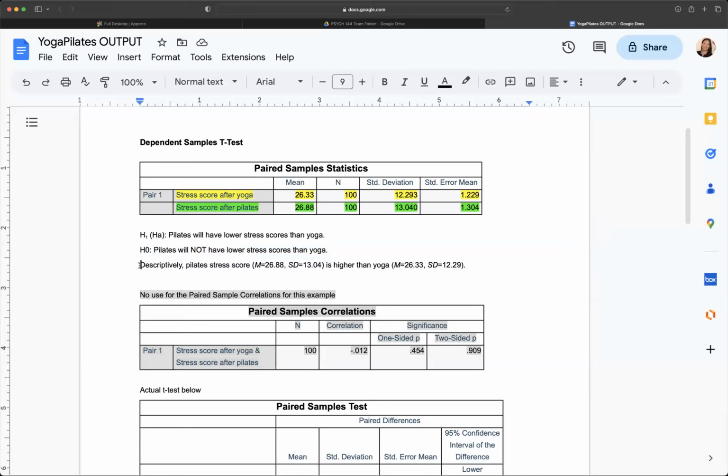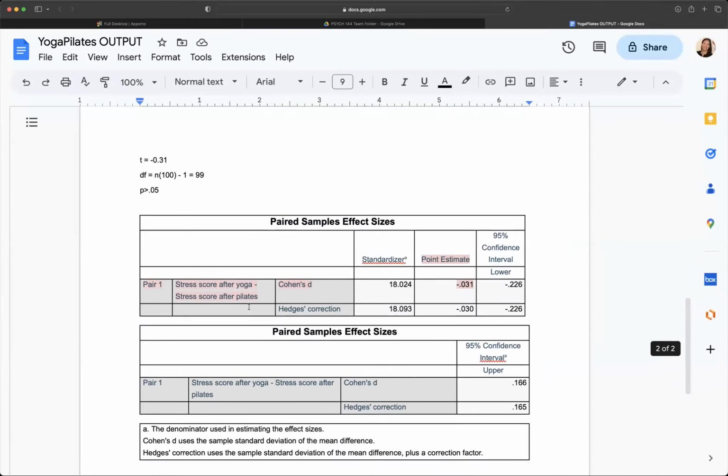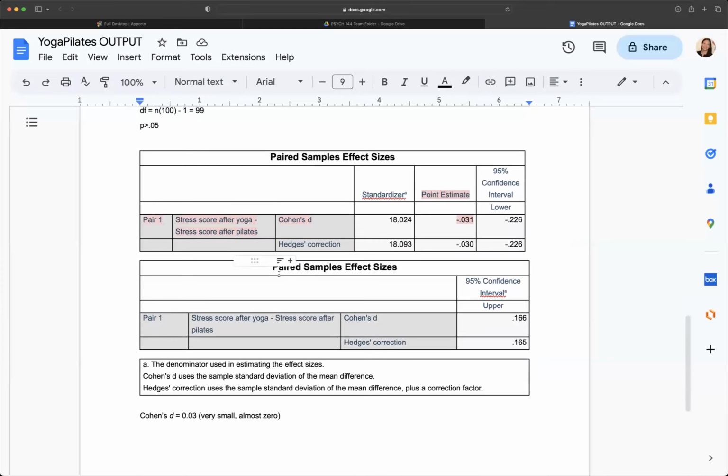So again, you'll describe it, you'll talk about the means and the standard deviations. You will need to include the t-score, the degrees of freedom, and your p-values. And then we're going to talk about how you write this out in APA style in lecture.